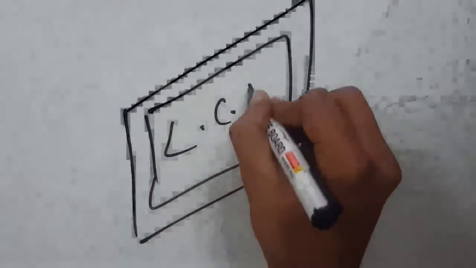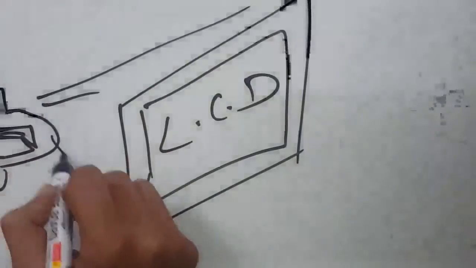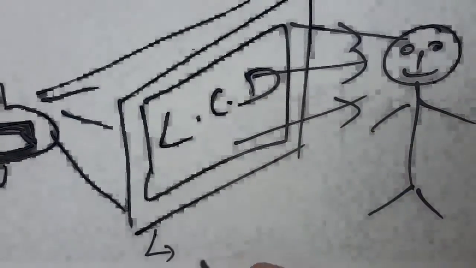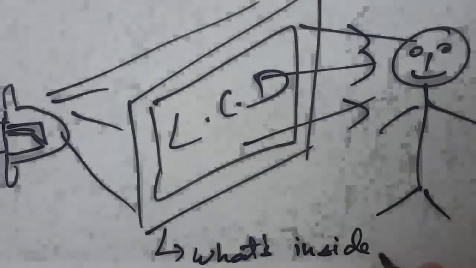LED TVs are just LED backlit LCD TVs. That is, instead of the fluorescent tube that is used to generate light behind the screen, LEDs are used, and this light, after passing through this LCD box, enters our eyes, which we perceive as an image. Now what happens inside this box?